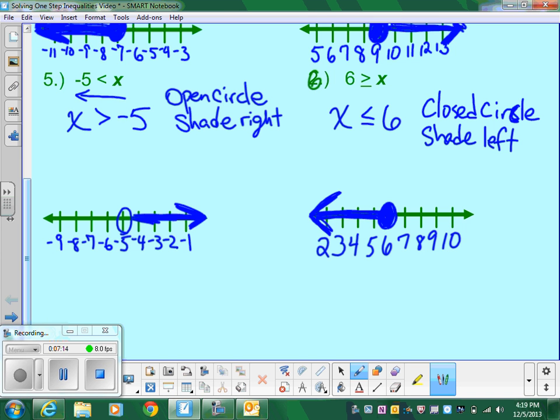This video will be followed up with a review on solving one-step equations, and from there we'll follow it up with a video on translating verbal sentences into inequality statements. Please make sure to check those out to be ready for tomorrow's quiz.